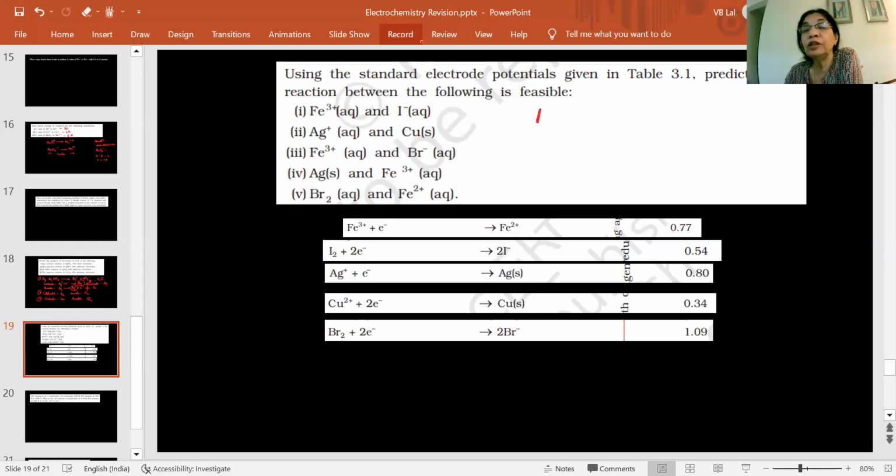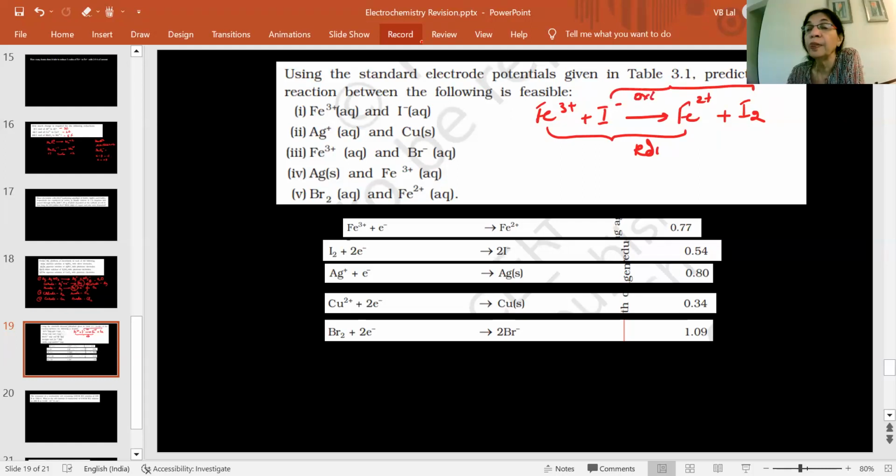So if it is Fe3 plus and I minus, right? Fe3 plus would be changing. This is a higher oxidation state, so it would be changing to Fe2 plus. So this is getting reduced. And I minus should be getting oxidized to I2. So iron is getting reduced, and iodine is getting oxidized. Right?